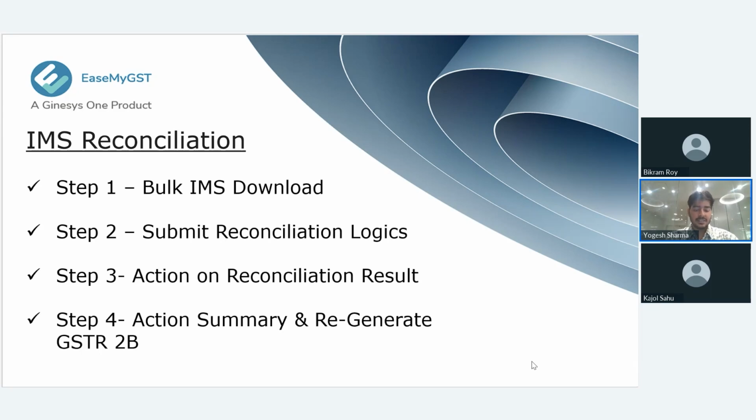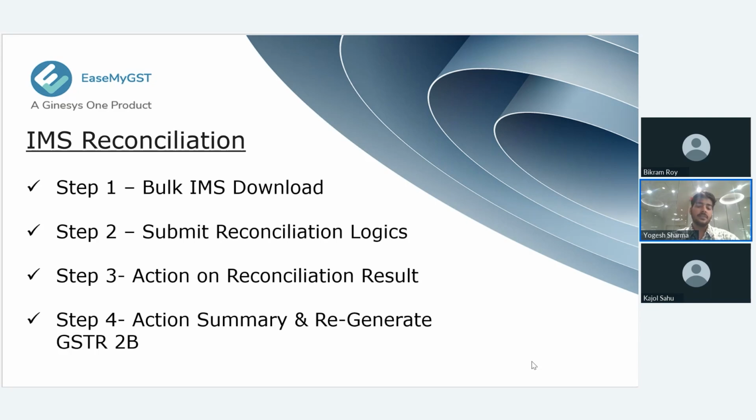Now, the third step is action on reconciliation result. Once you do your IMS reconciliation, you will be able to take action on them. As the government is providing, the actions are accept, reject, pending, as well as no action. So we are able to take action on the reconciliation result. And in the last step, action summary and regenerate GSTR 2B.